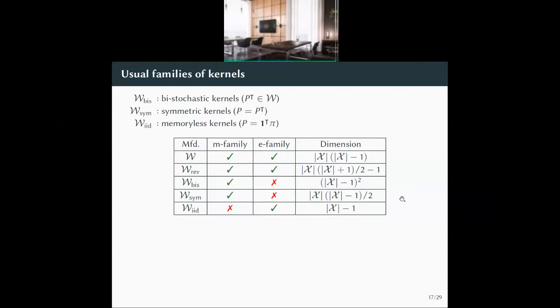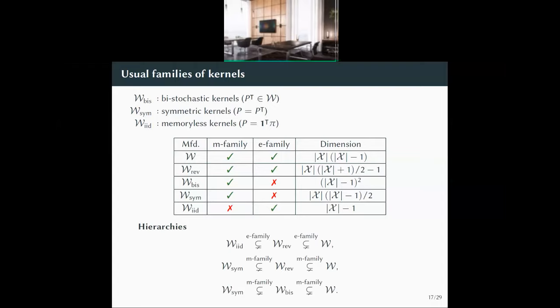This gives us certain hierarchies between families here. Because IID chains are contained in the reversible chains, right? So here you have this E hierarchy and two M hierarchies.